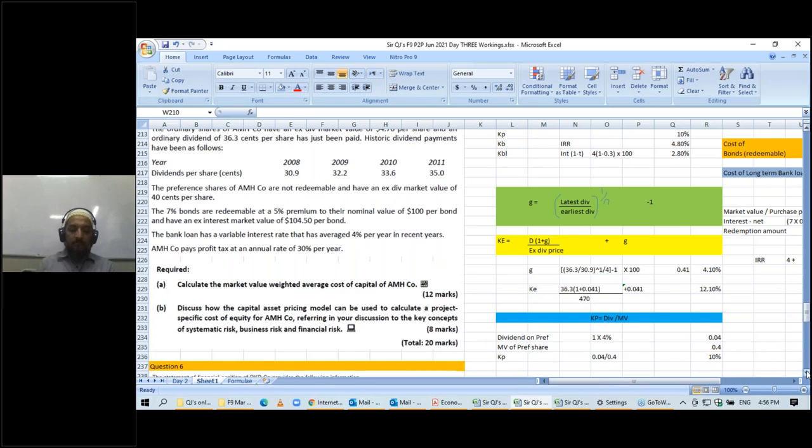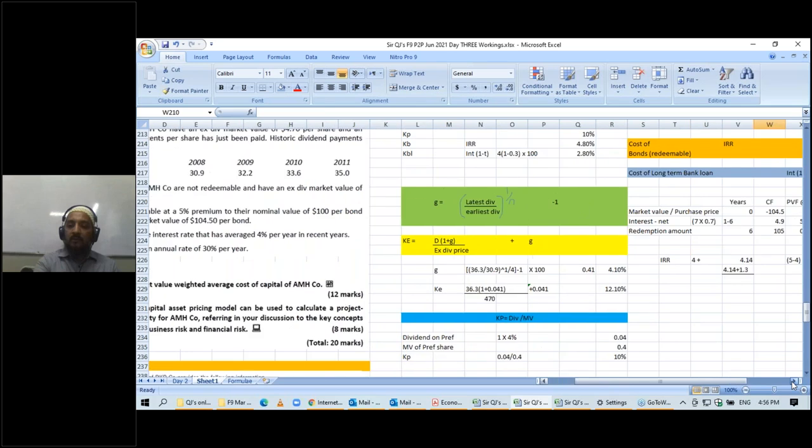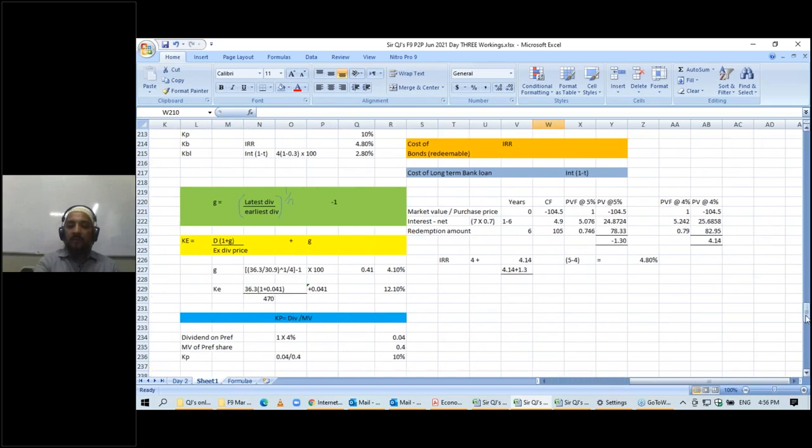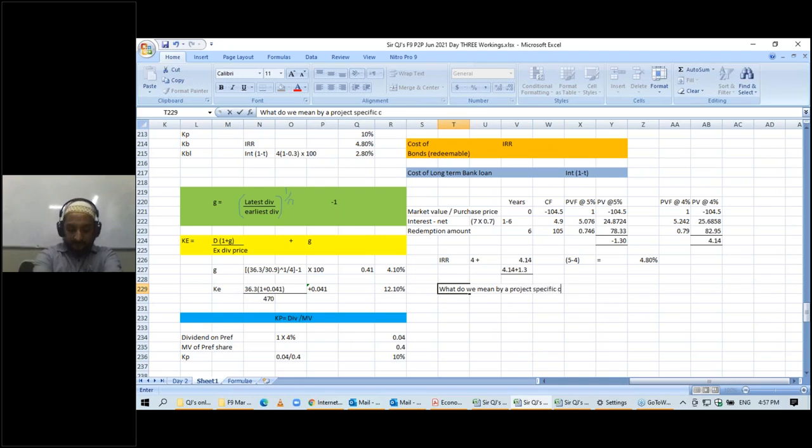Moving on to this point will be helping you in the next question as well. So I'm explaining it over here. I'm writing the answer along with it. There is an explanation also. What do we mean by a project specific cost of capital?